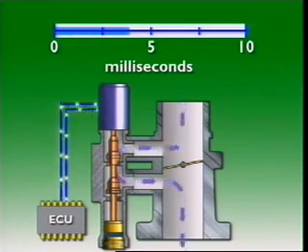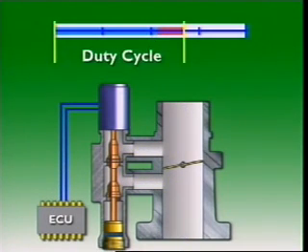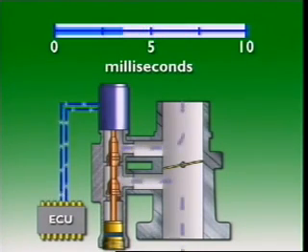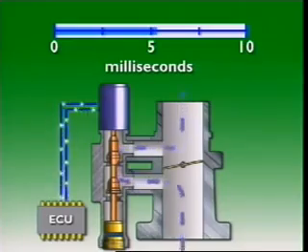This on and off time is called the duty cycle, and it's generally expressed as a percentage. Variations in pulse width at the set frequency is called pulse width modulation.